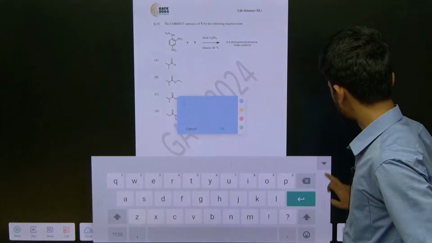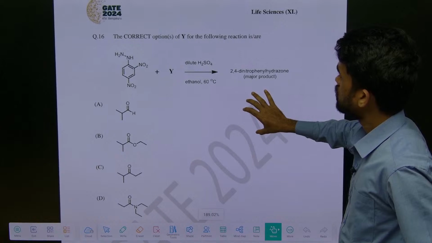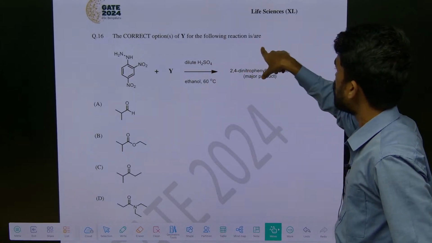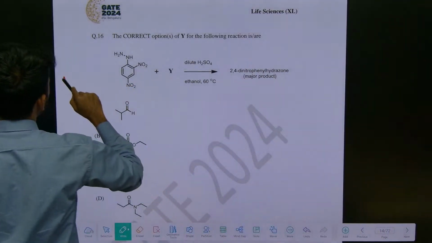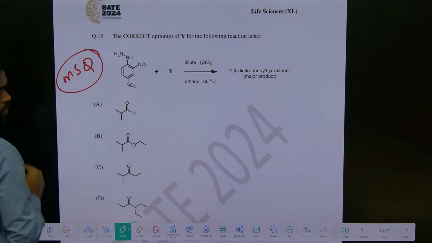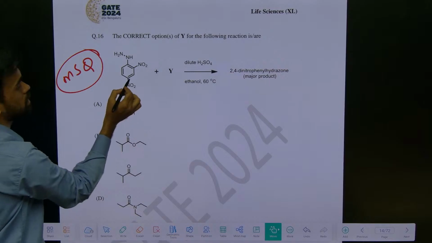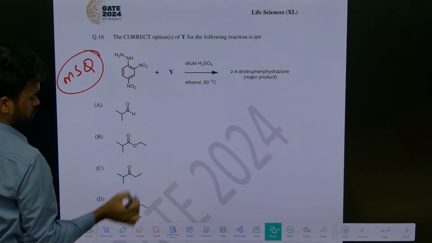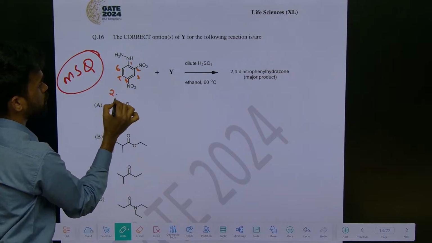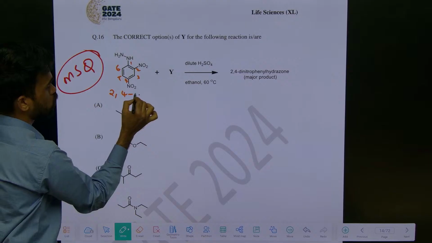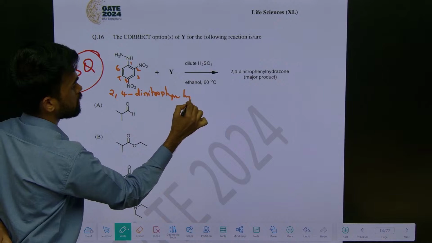Now look at this. The correct options of Y from the following reaction are asked. So it's an MSQ type question, a multiple-select question. Try to answer. See, numbering 1, 2, 3, 4, 5, 6, at the 2 position and the 4th position we have nitro groups.